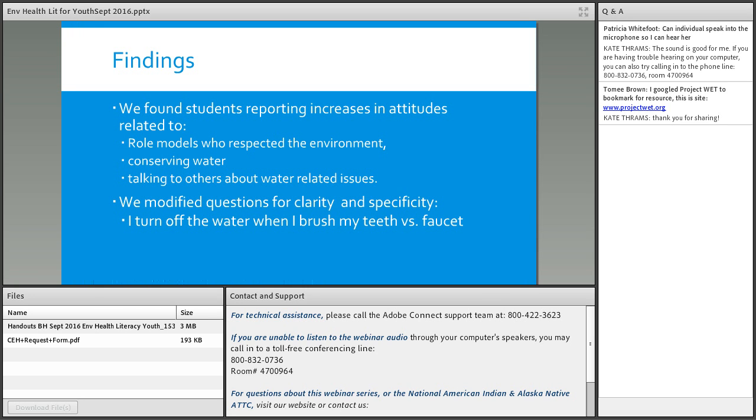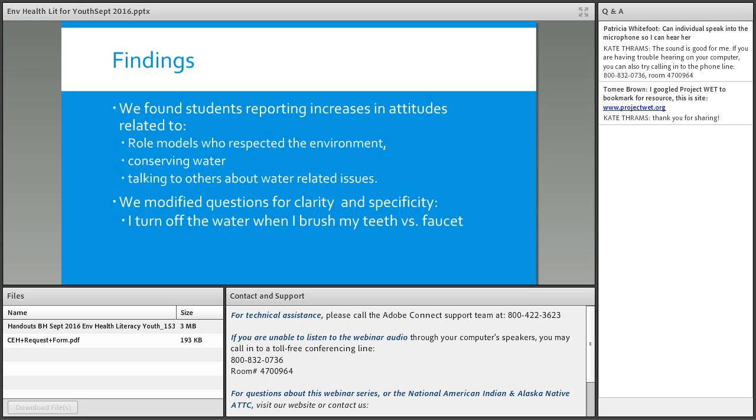What we found was increases related to the kids having role models who respected the environment, which I think was also partly due to the fact that we had these Little Bighorn interns. These were tribal college students who were part of running the camp both years, and it was really nice to have these role models from the community there, talking to the students and teaching the students. Students also increased attitudes related to conserving water and to talking to others about water related issues.